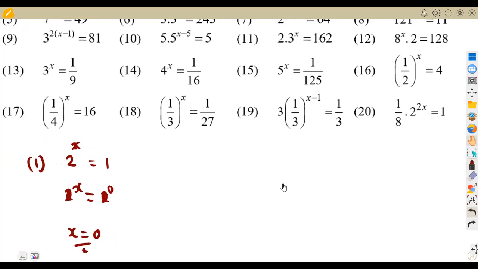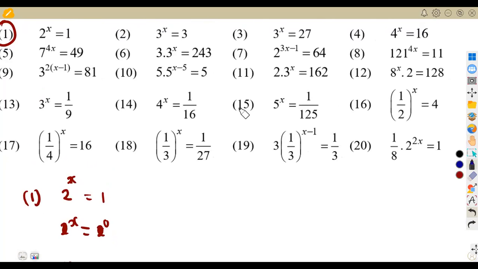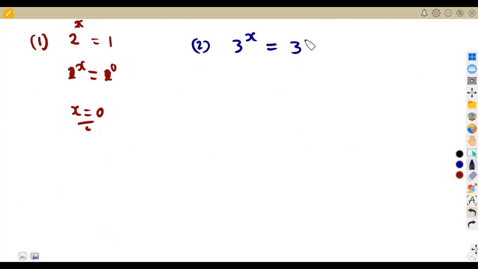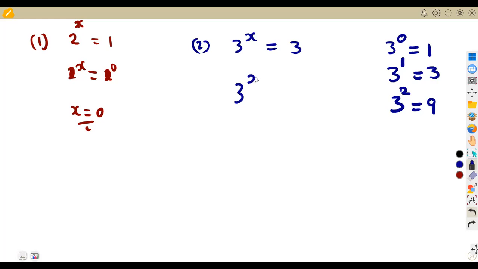Okay, and let us move on to the other question. Number 2, sorry, we've got 3 to the exponent of x, which is equal to 3. So remember that any number can be written as itself to the exponent of 1. This one is not to the exponent of 0, no, because 3 to the exponent of 0 gives us a 1. But 3 to the exponent of 1 gives us a 3, okay? 3 to the exponent of 2 gives us a 9, and so on and so on. So if the exponent is not written here, you put a 1. So that's 3 to the exponent of x is equal to 3 to the exponent of 1.